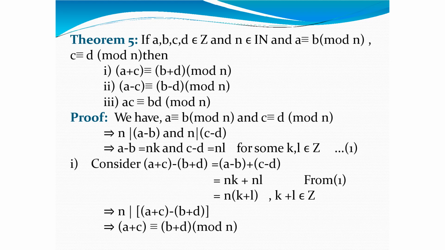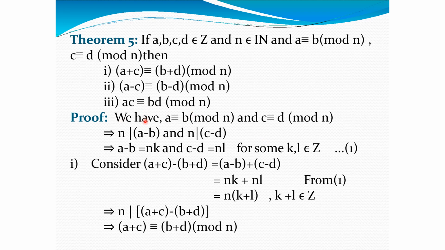Now, one more theorem. If a, b, c, d belong to Z and n is in N, a is congruent to b modulo n, and c is congruent to d modulo n, then first, a plus c is congruent to b plus d modulo n. Second, a minus c is congruent to b minus d modulo n. And third, ac is congruent to bd modulo n. Again, the proofs are along similar lines. We are using just the definitions of congruence and divisibility.